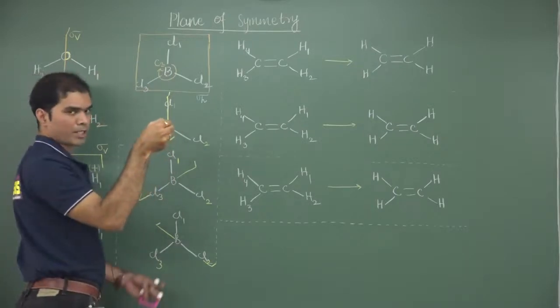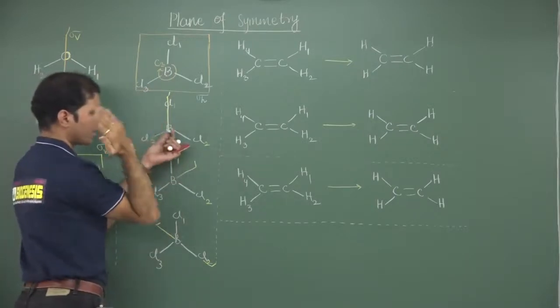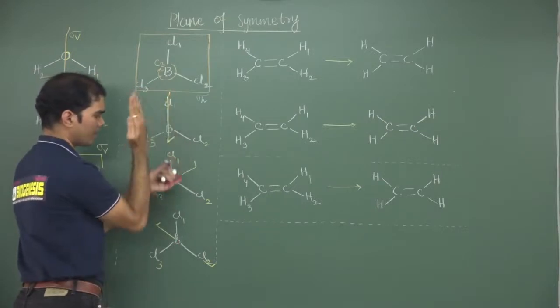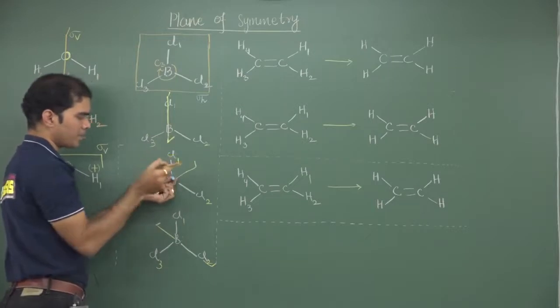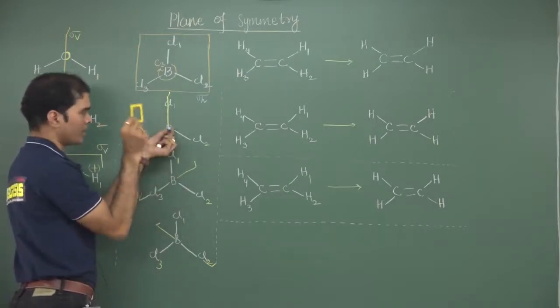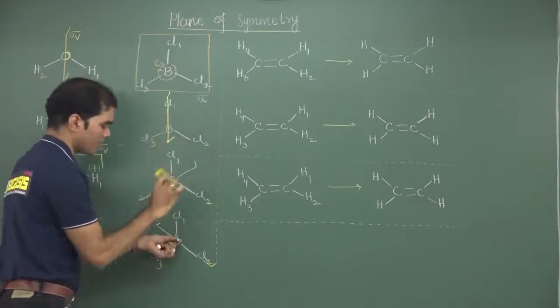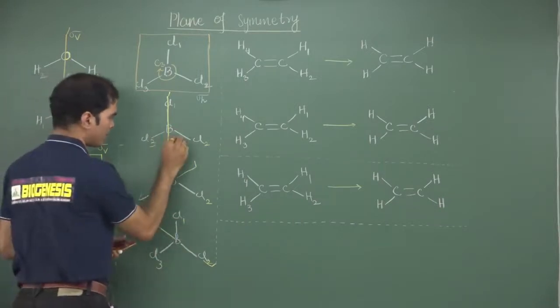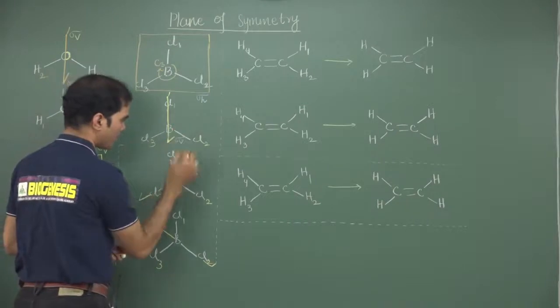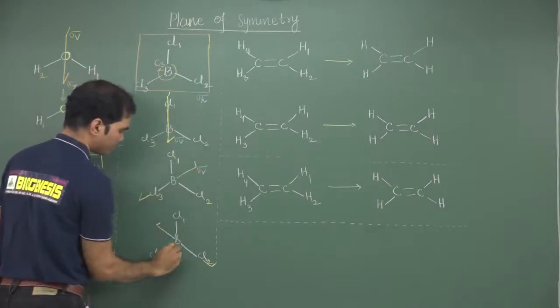This is your principal axis. This is a plane which is parallel to it. This is another plane parallel to the principal axis, and another plane parallel to the principal axis. So all these three planes are parallel to the principal axis, therefore I am calling them vertical planes.